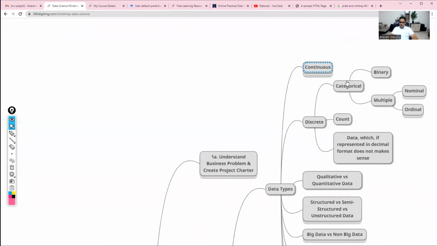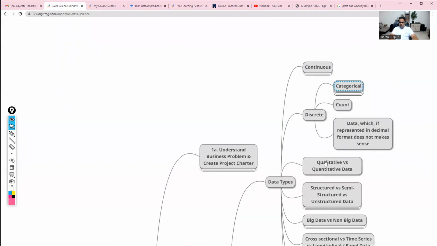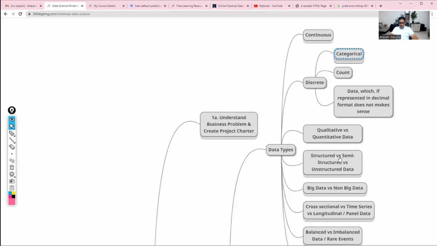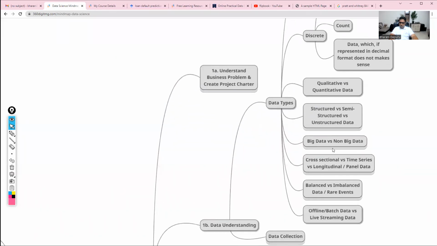Okay, and then we discussed qualitative and quantitative data. Qualitative data is categorical data. Continuous data and count data are quantitative in nature. And then you have structured, semi-structured, and unstructured data types. And we have discussed big data versus non-big data.